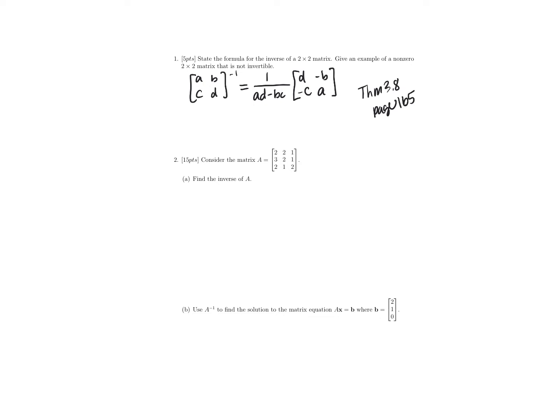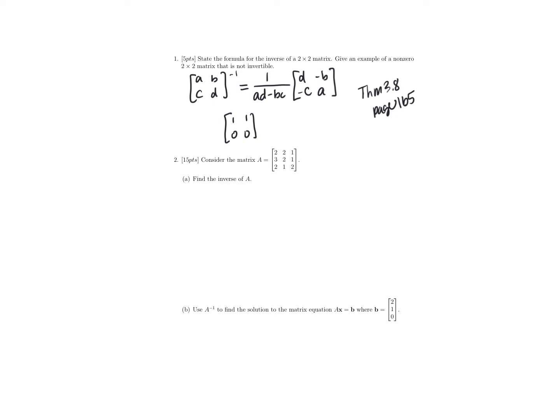And then it needs an example of a non-zero matrix that's not invertible. So anything that has a zero determinant. So if it has a row or column of zeros, that'll work. Or anything where AD minus BC ends up adding to zero. So any example like that. I just gave a simple one.